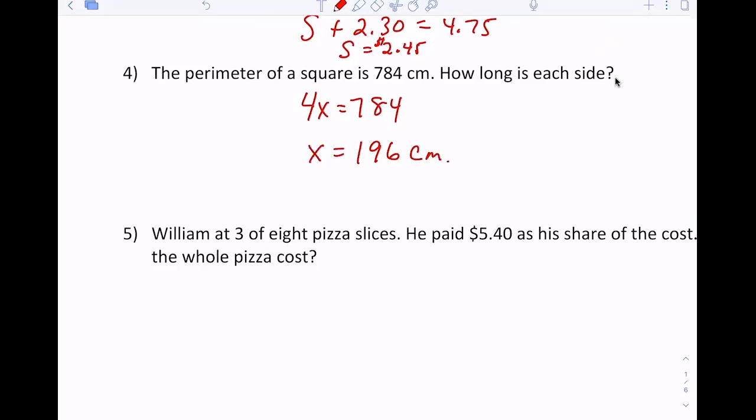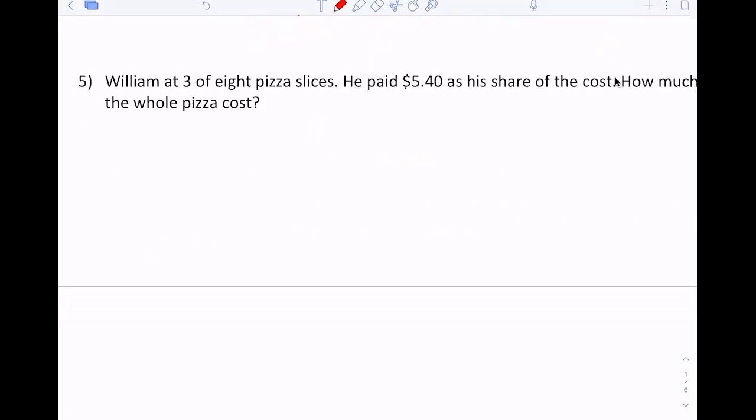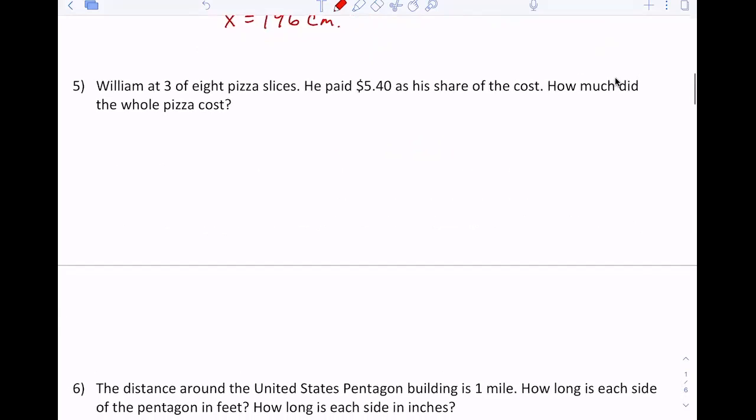All right, here we go. William ate 3 of 8 pizza slices. He paid $5.40 as his share of the cost. How much did the whole pizza cost? Now this one's generally a little bit harder for kids. Do we know how much the whole pizza cost? No. So that would be X, thank you. And he ate 3 out of the 8. And 3 out of the 8 is a what?